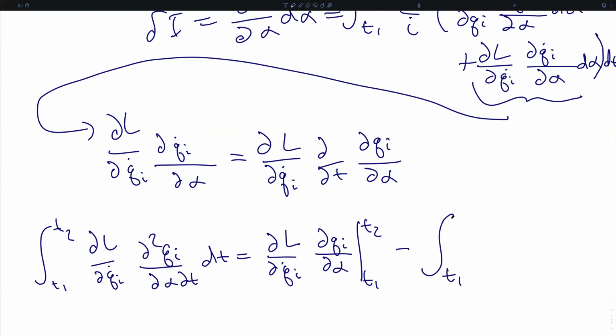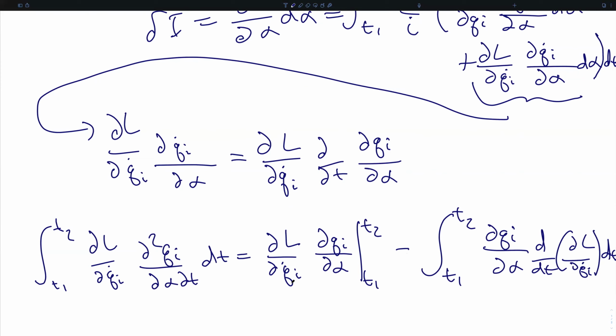Remember integration by parts, uv minus integral v du. But if you look at this, you have the partial of qi with respect to alpha from T1 to T2. And remember, our one restriction was that every single path has to pass through T1 and T2. And so this expression will vanish because the T1 and T2 terms will be equal to each other for all cases. And so this goes to 0.